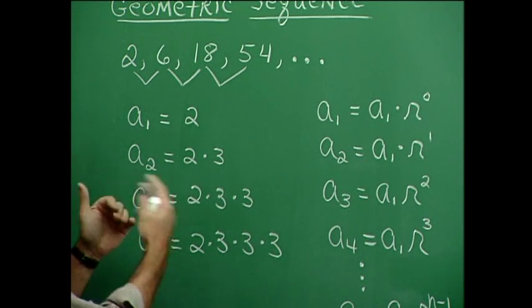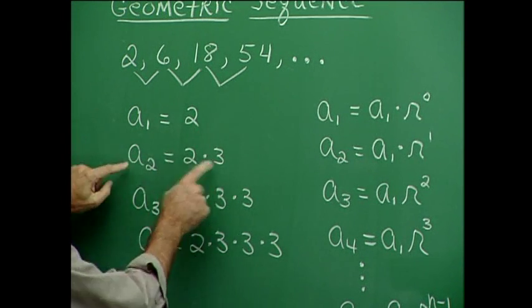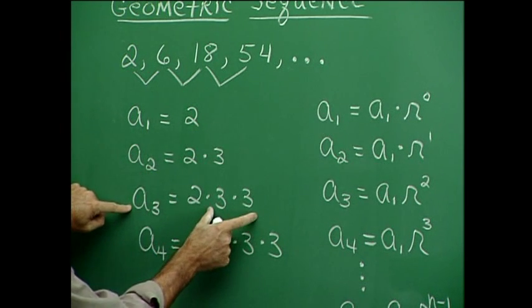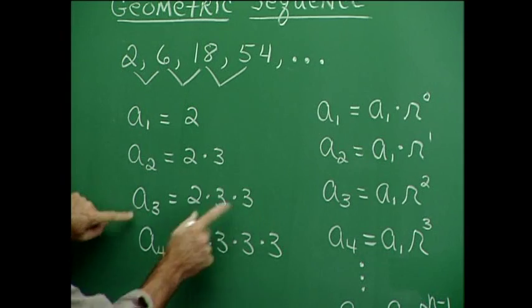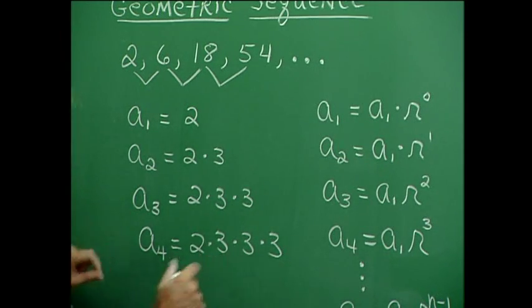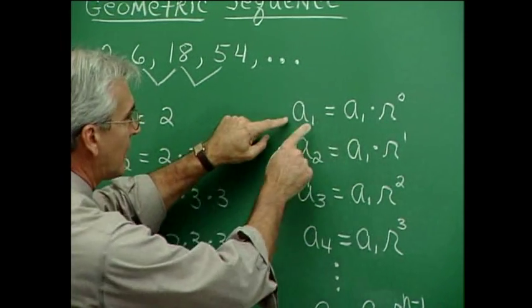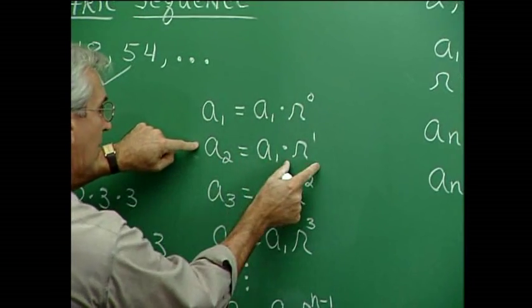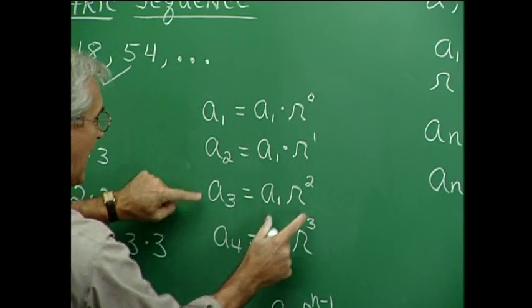Now, more symbolically, we think of it like this. The second term has one common ratio. The third term has 2 factors of that common ratio. The fourth term has 3 factors of that common ratio. So we think of it like this. The first term has no factors of the common ratio. Second term has 1 factor of the common ratio, and so on.